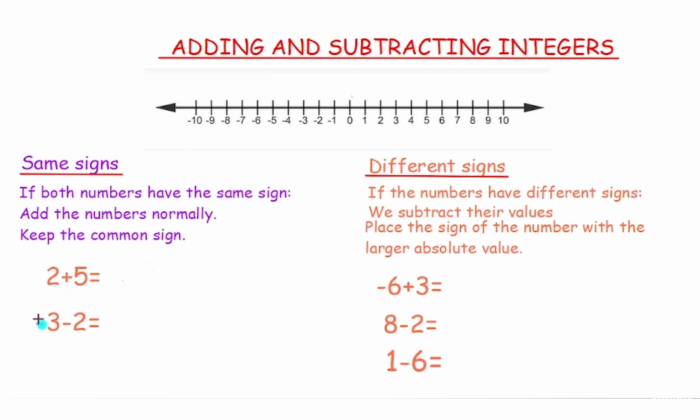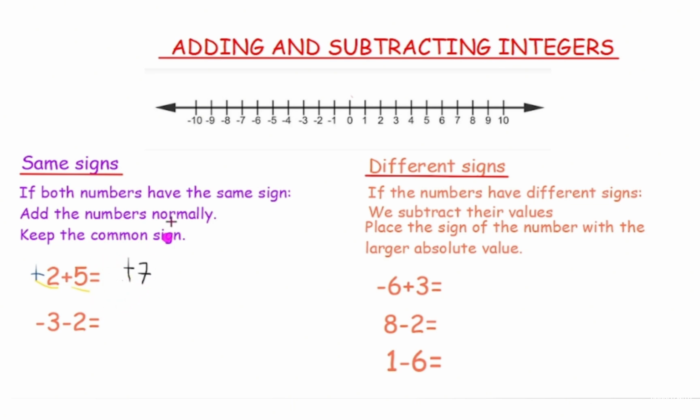Let's recall what we discussed today. When there is nothing in front, we said it's positive, therefore I have a positive number and then another positive number. So what do we have to do in this case when both numbers have the same sign? Let's add these numbers, that is, I'm going to do 2 plus 5, which is 7. And what sign will I put? I'm going to assign the sign that these numbers have in common, which is positive.